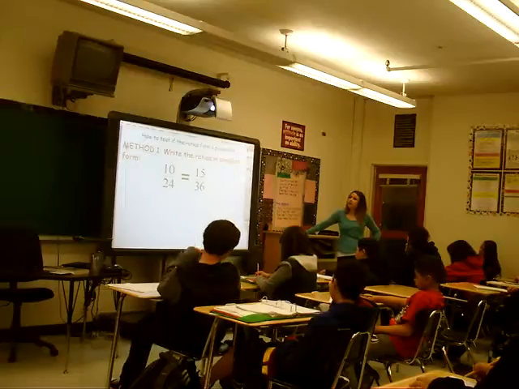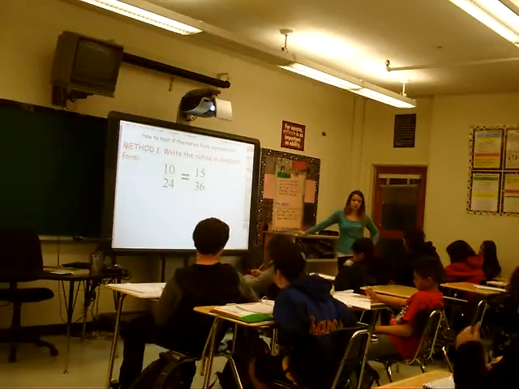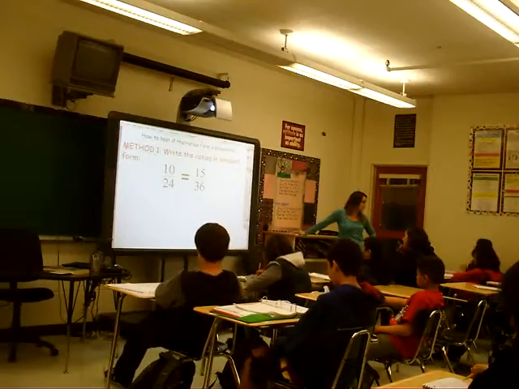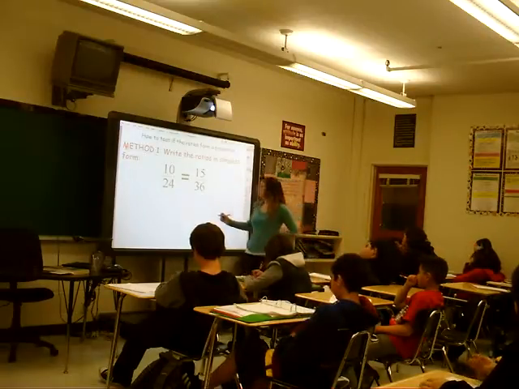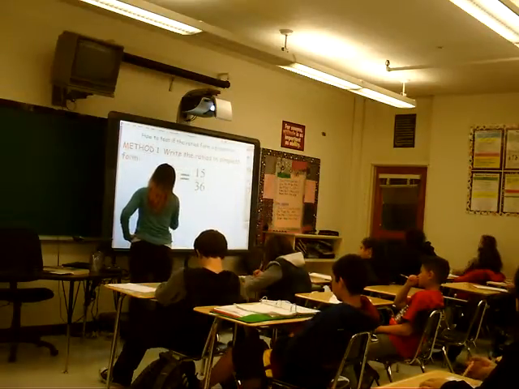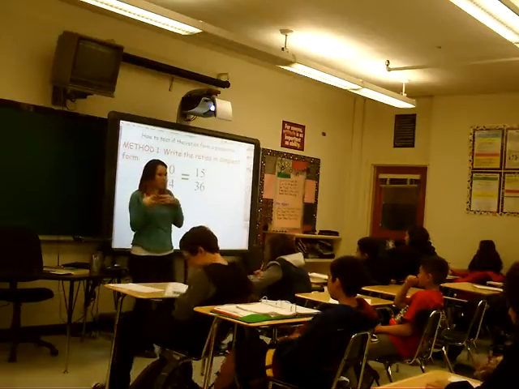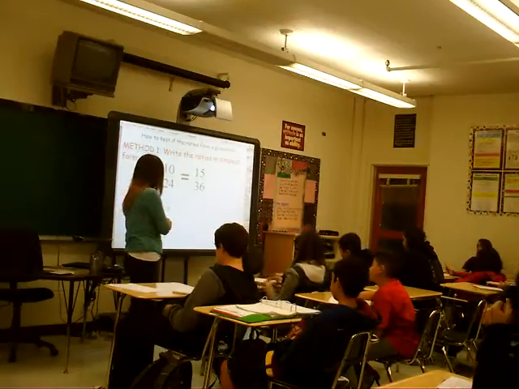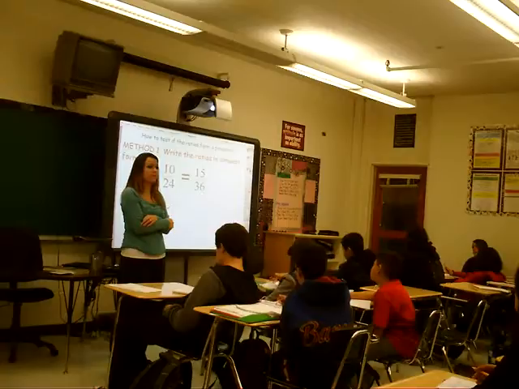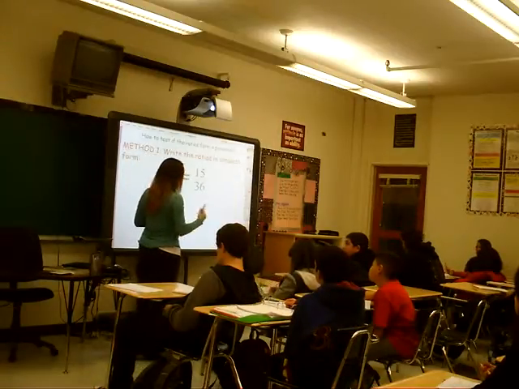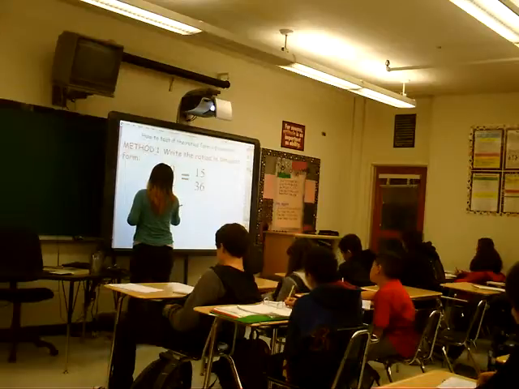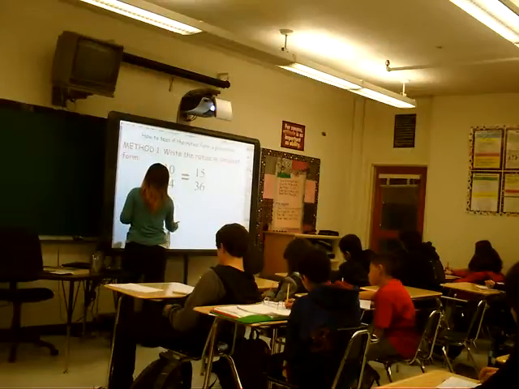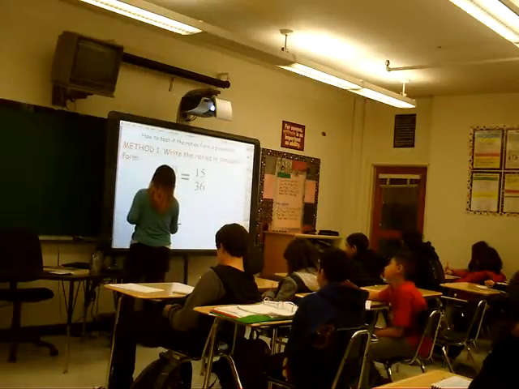So here we have 10 over 24, and we're going to see if it's proportional to 15 over 36. So we're going to take 10 over 24 first, and write it in simplest form. When I'm writing something in simplest form, what am I doing? I have to divide. And what do I have to divide by for 10 over 24? 2 over 2. Okay, we can start with 2. Divide by 2 on the top, divide by 2 on the bottom. 10 divided by 2 is 5, and 24 divided by 2 is 12.